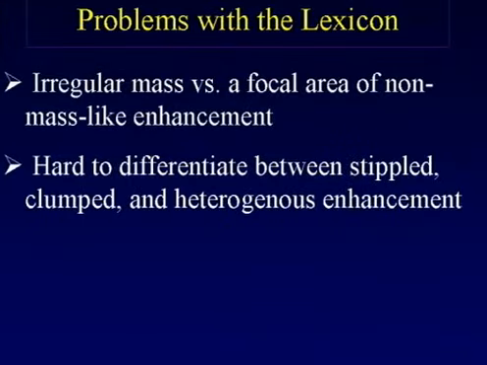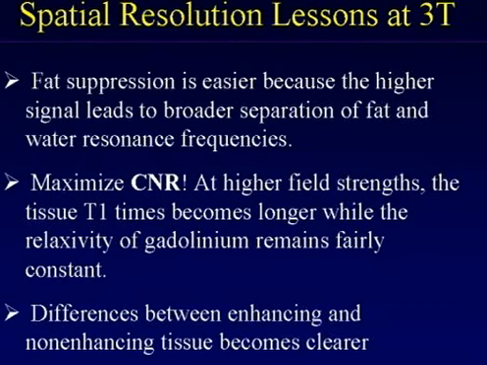So is this lexicon perfect? No, it certainly has lots of problems. For us, we just did a consensus readout, and there was a lot of discrepancy. Is something an irregular mass? So I'm thinking of an invasive carcinoma, or something just a focal area of non-mass-like enhancement to suggest benign tissue. It really is hard to tell, and I will probably flip-flop when I'm reading out a series of films. And also these patterns of enhancement, when it's involved in such a small area, sometimes it really is hard to distinguish between stipple, clumped, or heterogeneous. So what we have all done is really try, like I said, to improve the spatial resolution.